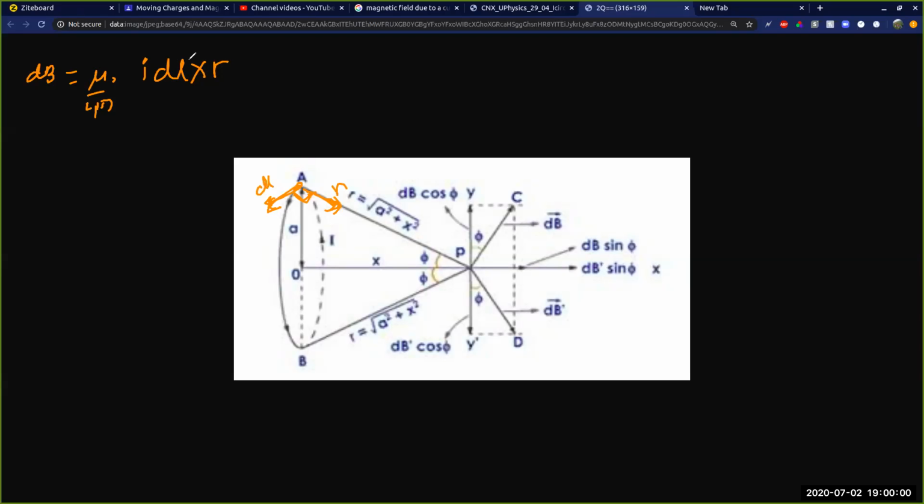So I dl cross R becomes I dl R only, there is no cross now. I dl R by R cube, right? This is dB. And now if I'm using this theta, what will add up? dB cos theta will add up, right? So R cube becomes R square: mu naught by 4 pi I dl by R square cos theta.